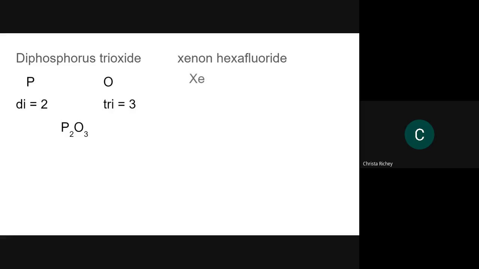Xenon is Xe. Fluoride is fluorine, which is the F. Xenon does not have a prefix, so it's going to have 1. Hexa means how many? 6. That's the hardest part, knowing that tetra's 4, penta's 5, hexa's 6, hepta's 7. Tri I get, mono I get, octa I get, but it's just learning your prefixes. So the formula would be capital X, lowercase e, capital F, and then a 6 subscript.